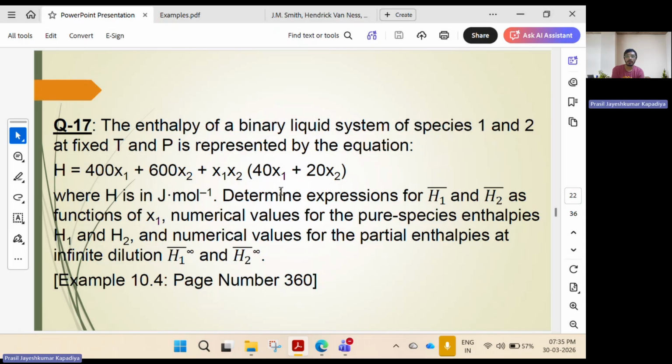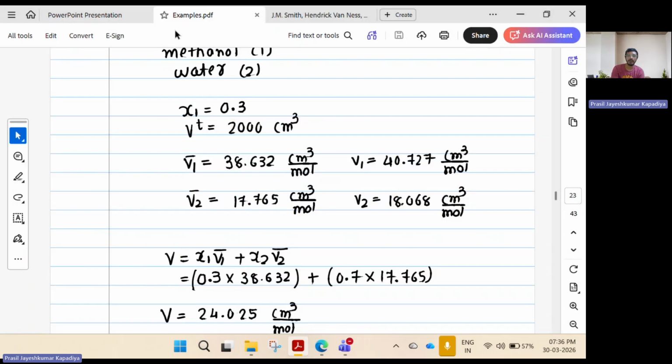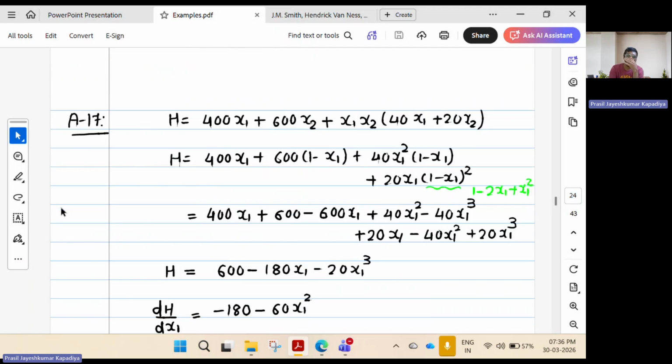Numerical values for pure species enthalpies H1 and H2, and numerical values for partial molar enthalpies at infinite dilution. So what are we supposed to find out? We are supposed to find the partial molar enthalpies H1 bar, H2 bar, then the pure enthalpies H1, H2, and the infinite dilution enthalpies H1 bar infinite and H2 bar infinite. Okay, so how do we do it? We are supposed to find everything in terms of x1. So let's first convert the equation in terms of x1.